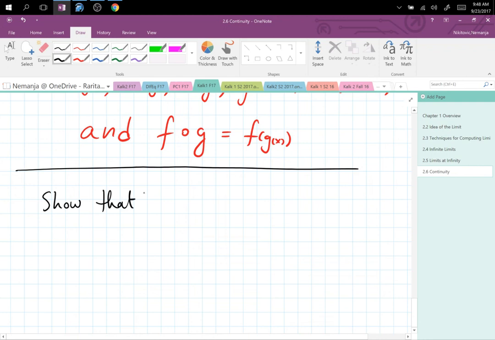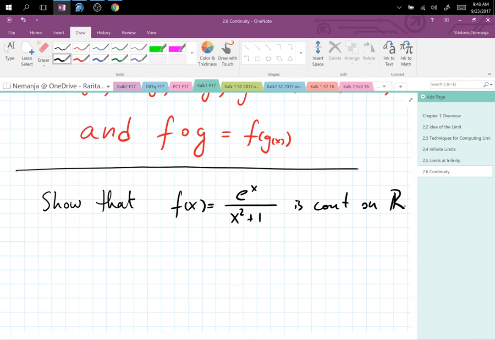Show that f of x equals e to the x divided by x squared plus 1 is continuous on the set of all real numbers R. This is something that you have to know how to do if you're planning on signing up for Calc 2. You've seen it, right?